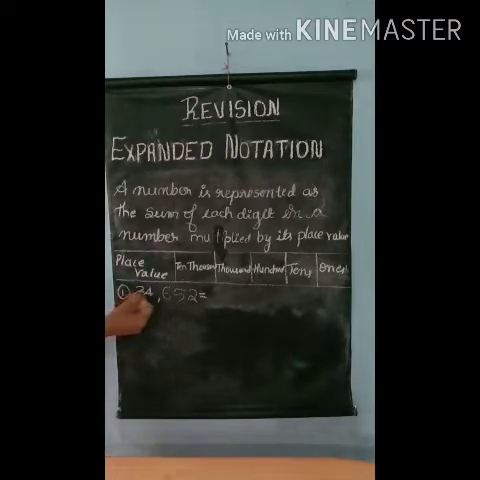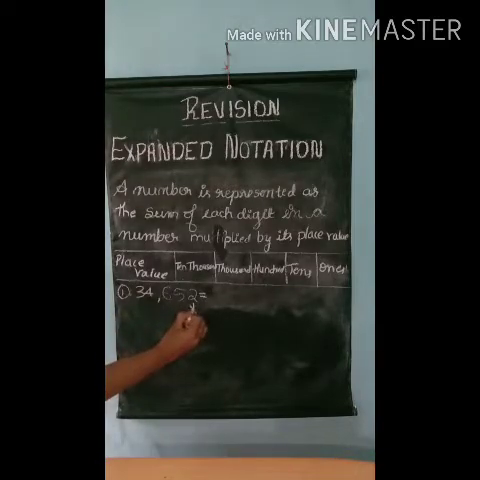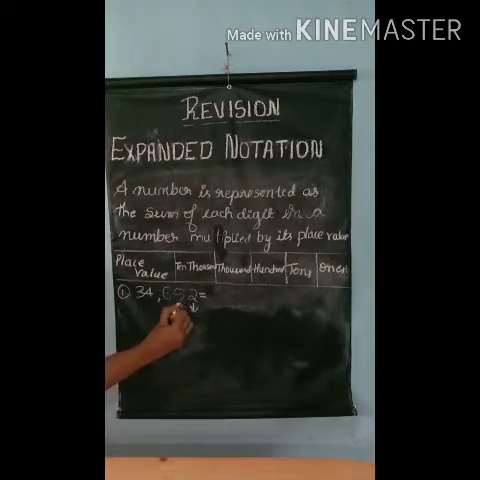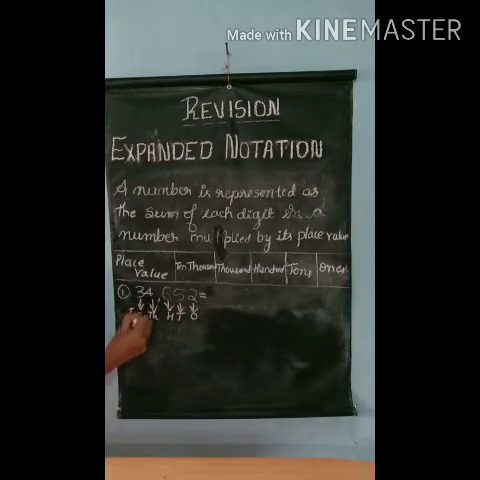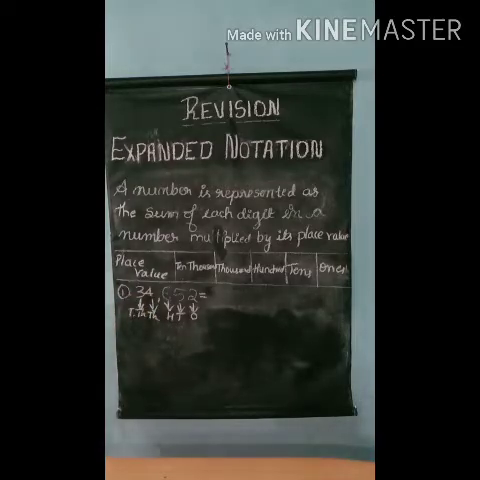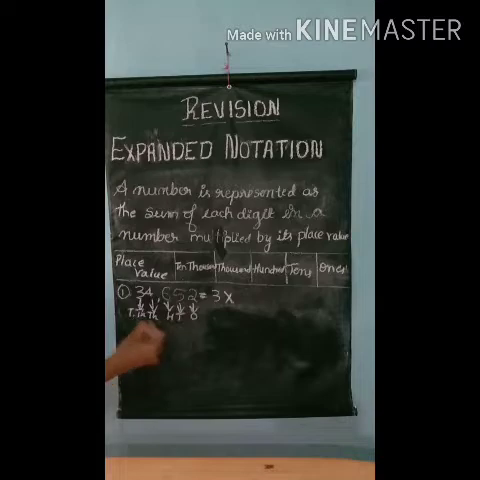Now, first example is 34,652. What is the first step? First we label the place values: ones, tens, hundred, thousand and 10,000. Okay. So first we take this number 3. 3 is in which position here? 3 is in the 10,000 position. So 3 multiplied by its place value.